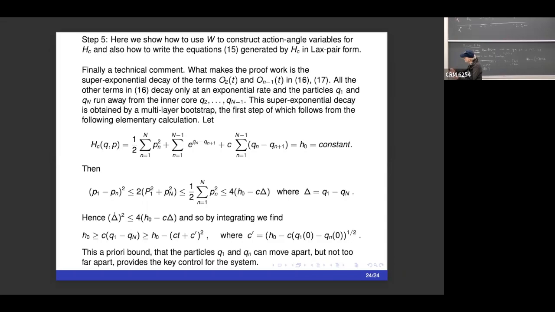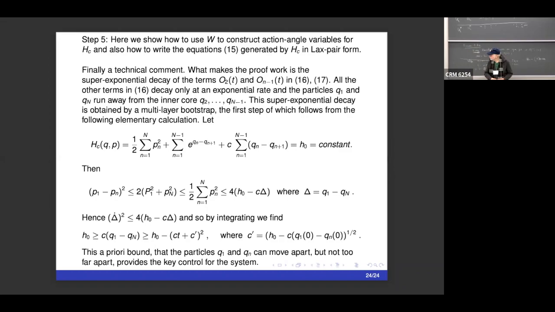The first step I want to just mention, though unfortunately there are many typos here: your energy is conserved, so it's H0. This should be a capital N. That's (P1 minus Pn) squared, and it's bounded by that quantity. But P is dq/dt, so you rewrite this equation like this, and you end up with this a priori bound, which tells you basically that the particles q1 and qn can move apart, but not too far apart. This is the key element in getting the bootstrap going. I just wanted to mention that. Okay, I think I'm done.